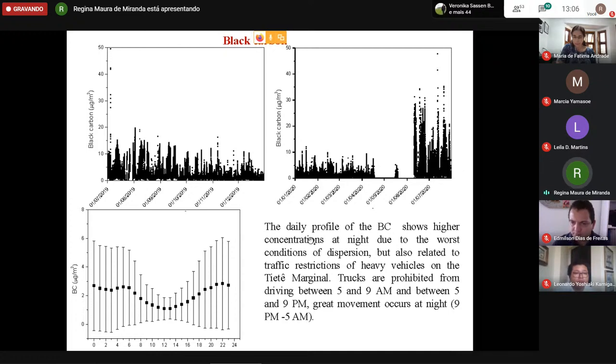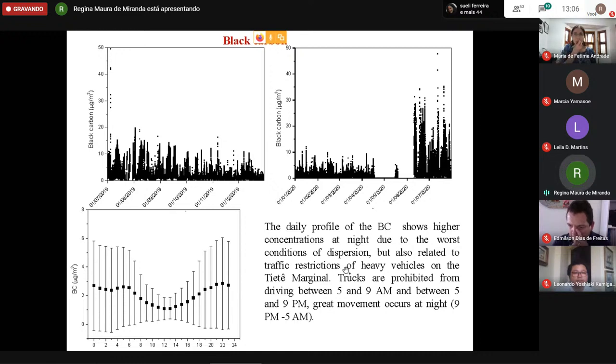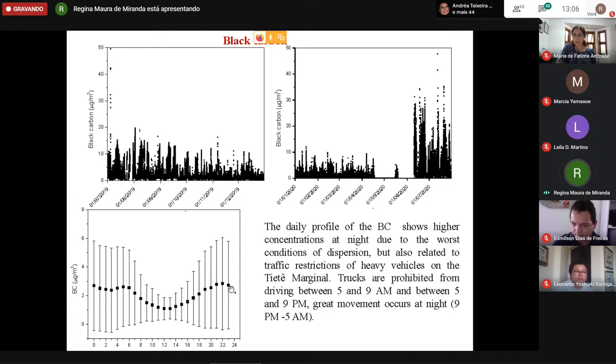And the daily profile for this pollutant shows higher concentrations at night due to the worst conditions of dispersion, but also related to heavy vehicles since they cannot circulate in the peak hours. So we have a high circulation during the night. And it's possible to see in this daily profile that the black carbon is very related to heavy vehicles.